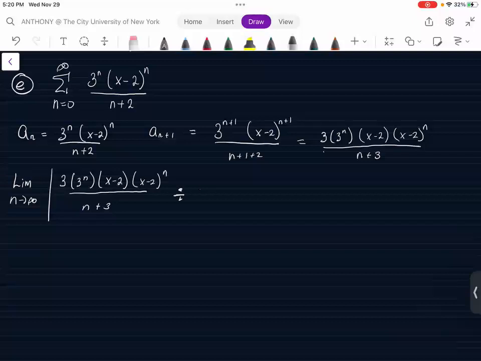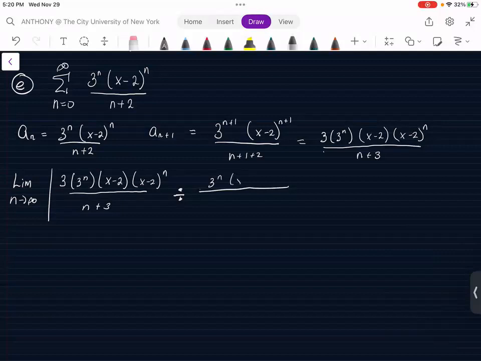Divided by a_n, which is 3^n (x minus 2)^n over n plus 2.